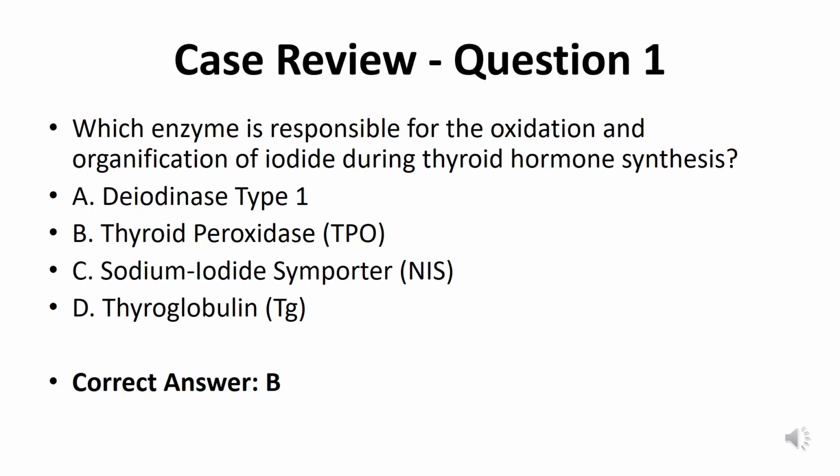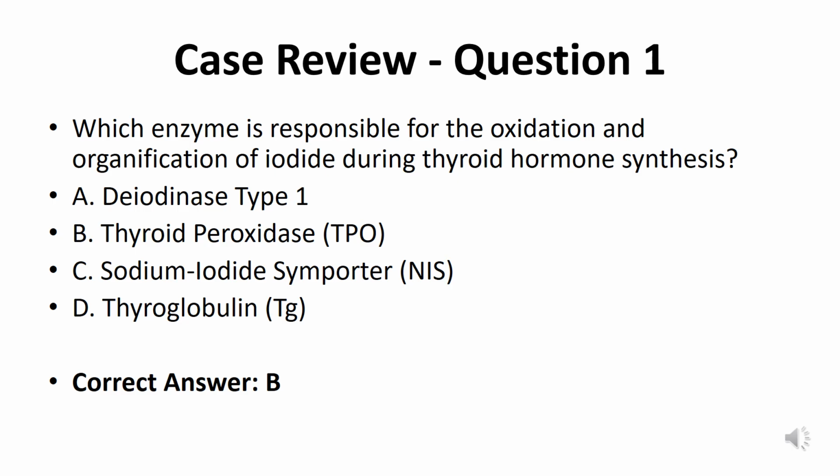We will now progress to case review and self-assessment. This question focuses on one of the most important enzymes in thyroid hormone synthesis, thyroid peroxidase, commonly called TPO. The correct answer is B, thyroid peroxidase. To understand why, let's quickly walk through how the thyroid gland produces hormones.